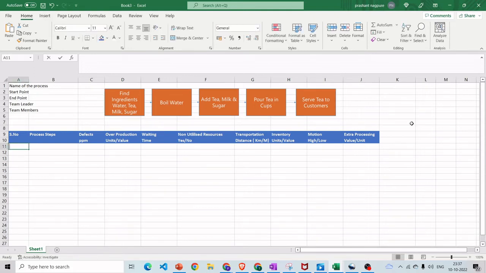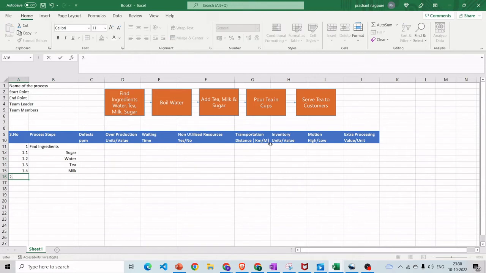So let's say the first step is to find ingredients, right? So the items within the find ingredients process would be sugar, water, tea, and milk. Let's right align them and give them some serial numbers. So you know these are the subsets of the find ingredients process.